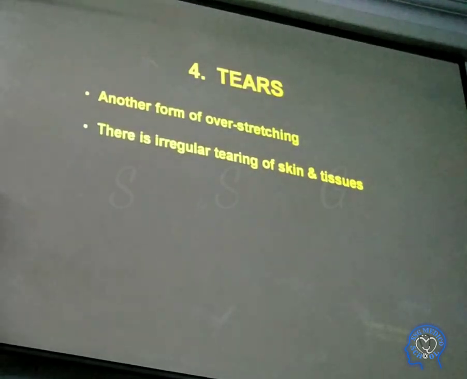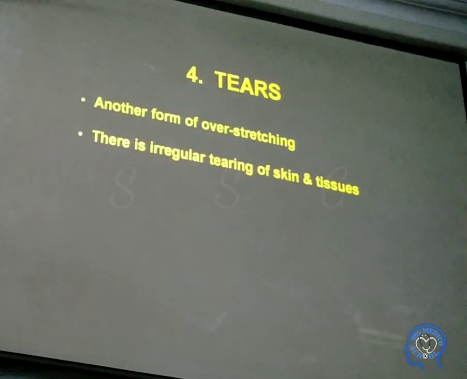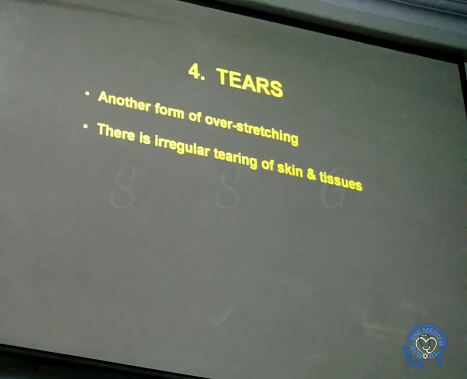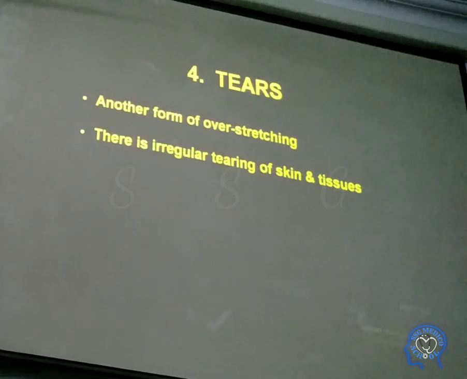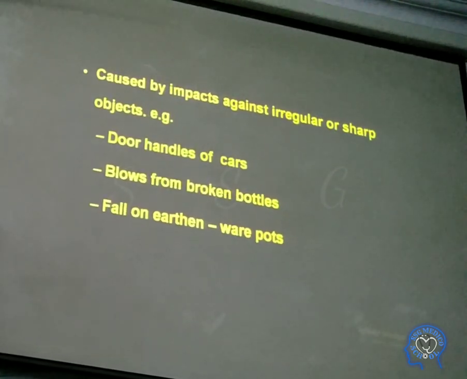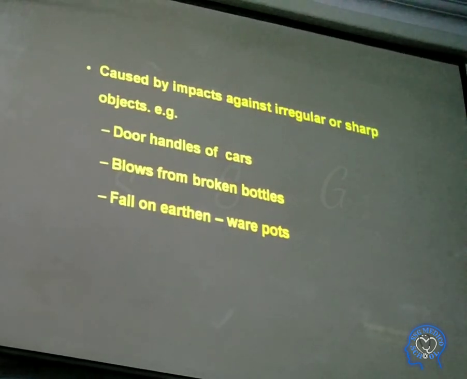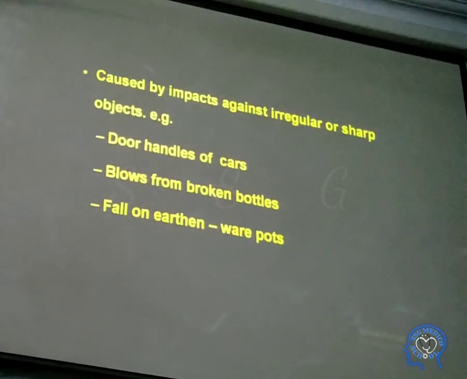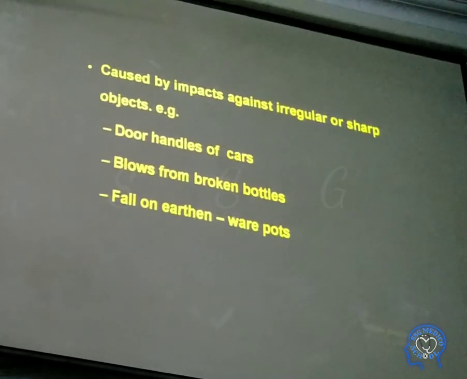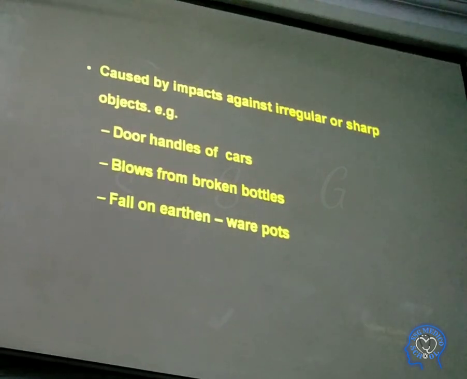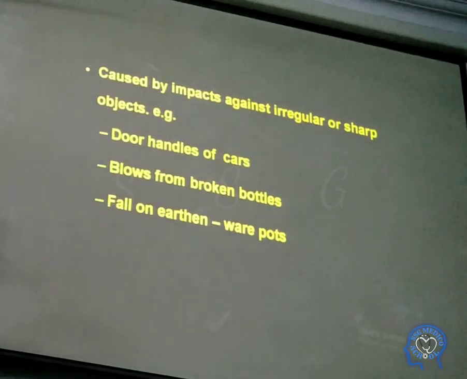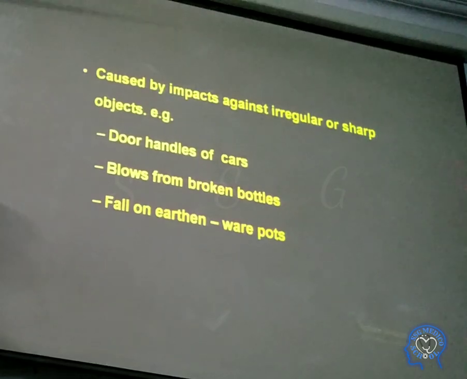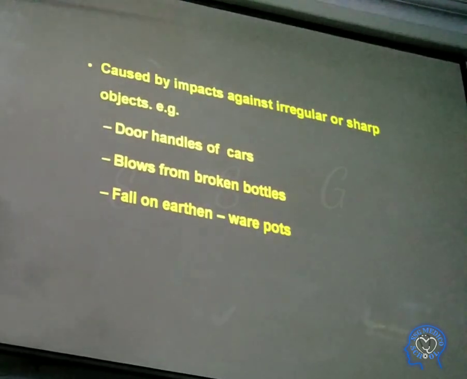Tears. Overstretching results in tears of the tissues and skin. Irregular tearing of skin and the tissues. Next. Caused by impact against irregular sharp objects like door handles. A person falling on a broken bottle, or falling on an earthen bare spot. It results in tears of the tissues and skin.